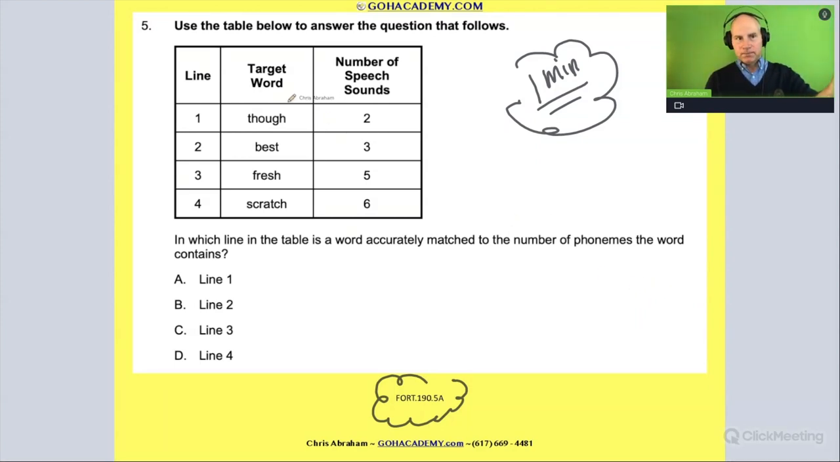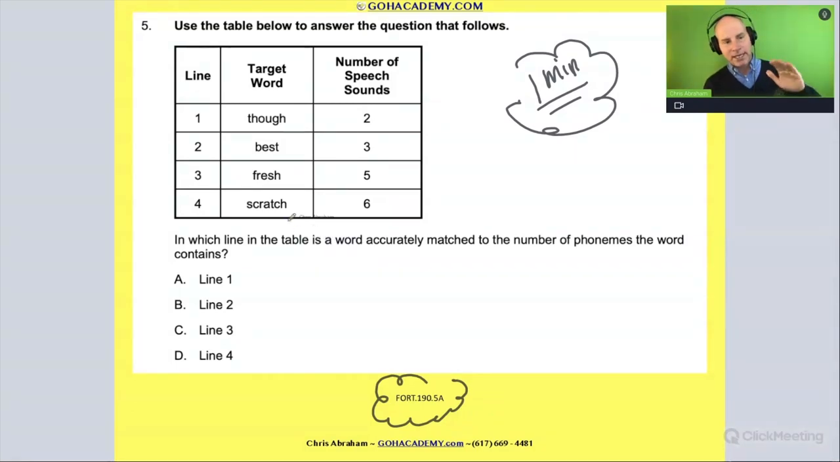They give us a chart. Now, in this chart right here, it has target words. It has number of speech sounds. And what it's saying is, which line in the table is a word accurately matched up with the number of phonemes the word contains. So I guess three of these options are not correct, and one of them is. So we got to find out which one is correct and which one is not correct.